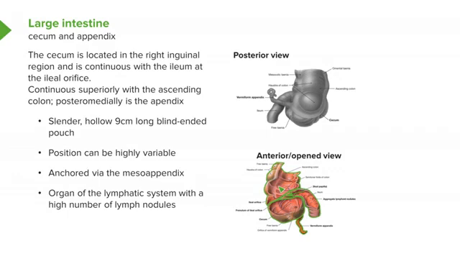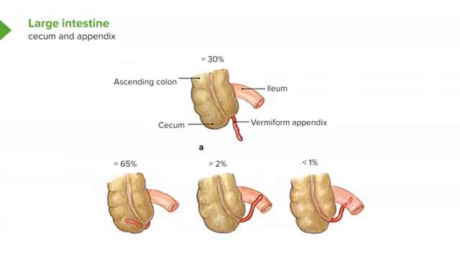The appendix is anchored via a mesoappendix. It's quite a small piece of mesentery, the mesoappendix. And the position of the appendix, as we can see in this diagram here, is incredibly variable. So even though we open up the right inguinal region, and we should be able to locate the appendix, it may actually need some rooting around to find it, because the tail of the appendix, the kind of tip, can project into numerous different directions.